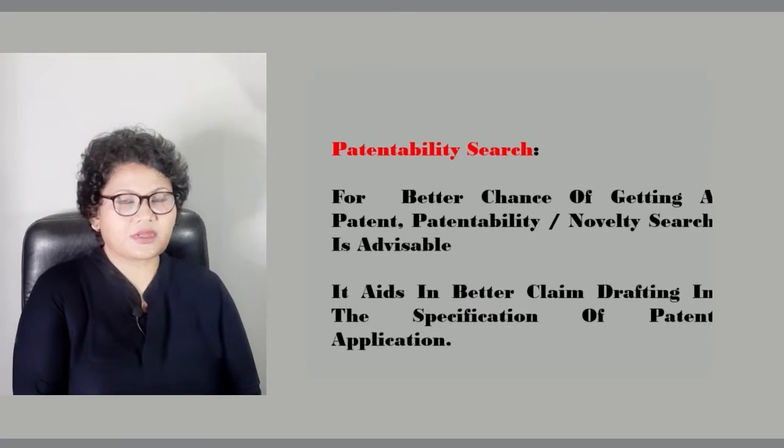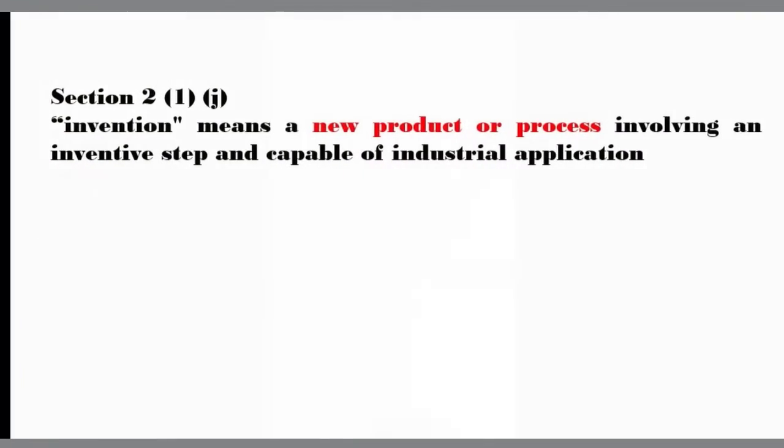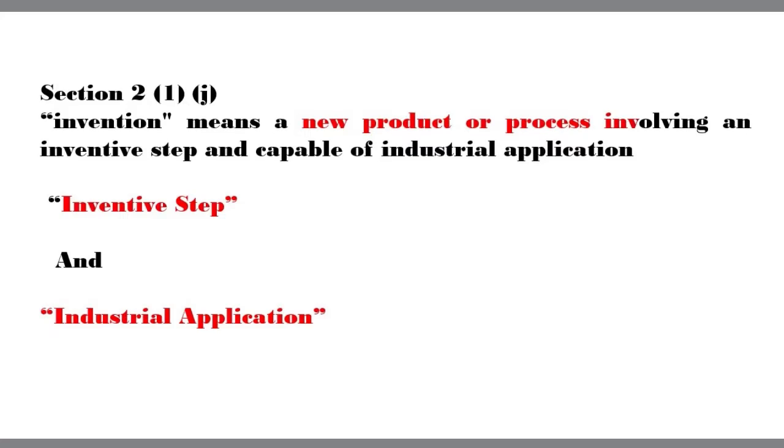Next question is, can all claims of invention be protected under the Indian Patents Act of 1970? To get protection under the Indian patent law, your invention needs to qualify the test laid down primarily under Section 2, subsection 1(j), Section 3 and Section 4 of the patent law. What does Section 2, subsection 1(j) say? It defines what an invention is.